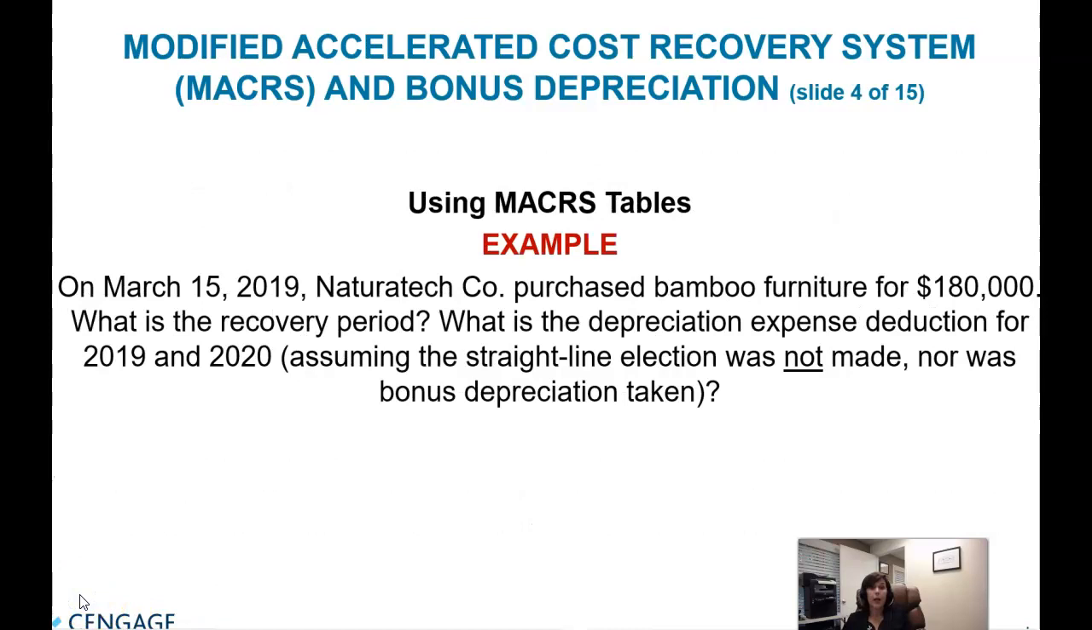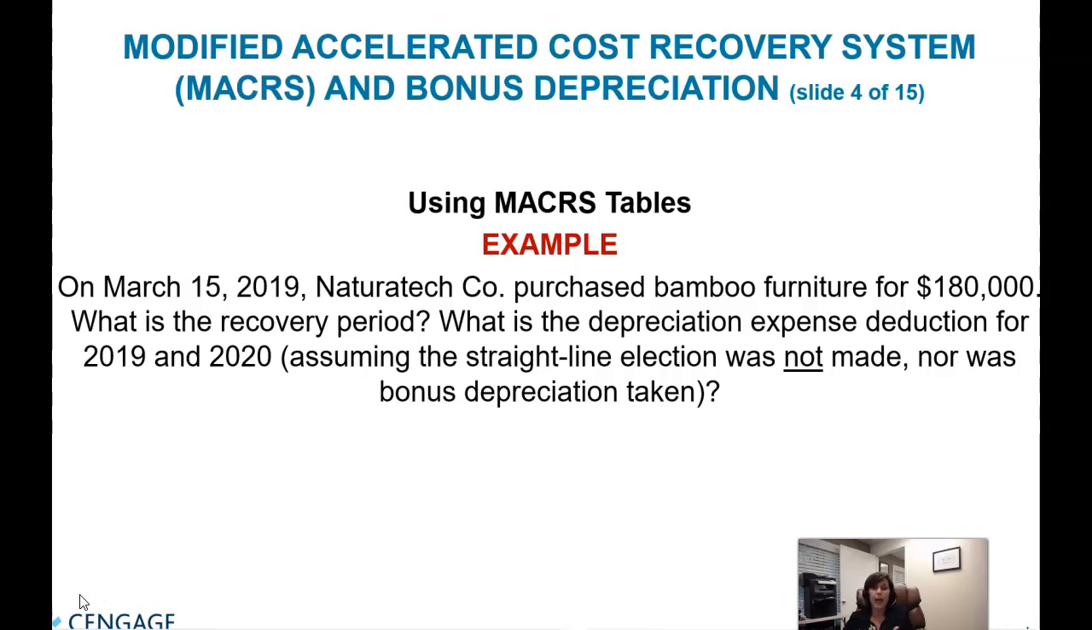We're going to talk about a couple of examples, and then I will hop over to the next video. So we've got March 15th, 2019, the Naturatech company purchased bamboo furniture, and the implication, I think, is that it's business furniture. So the first question you have to ask yourself, after we've determined that it's business furniture, is what is the recovery period? And you can go back to that handy dandy table 8.1 in your book, and you can see that business furniture has a 7-year recovery period.